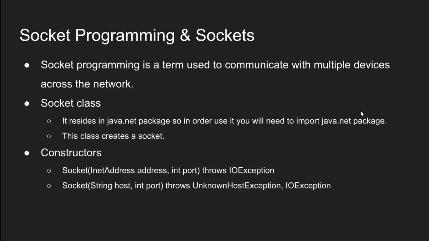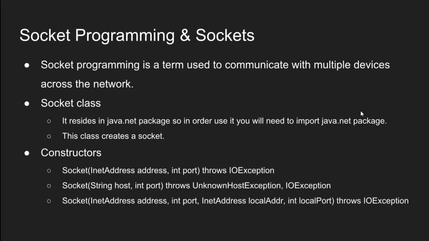Second constructor is Socket. Arguments are String host and integer port. And you will need to handle UnknownHostException and IOException. UnknownHostException is thrown if the string host name cannot be resolved. This is the same as the previous one. The only difference is that server details are specified as a string instead of an InetAddress object.